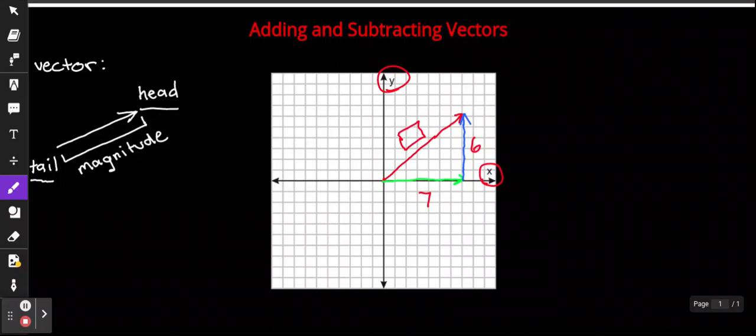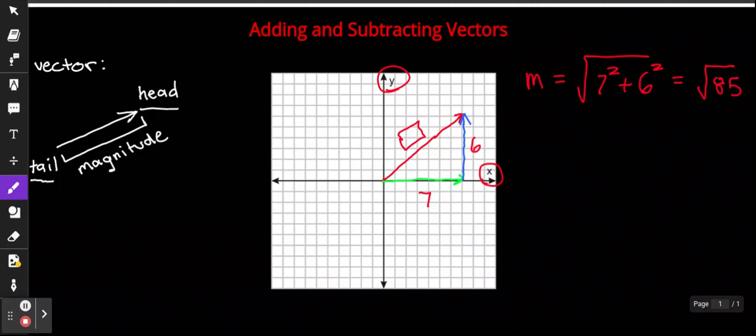And because this is a right triangle, we can use the Pythagorean theorem. If our red vector magnitude is going to be the hypotenuse, we can say that the magnitude of the red vector is equal to the square root of 7 squared plus 6 squared. Using a calculator, 49 plus 36, and that's going to be the square root of 85.